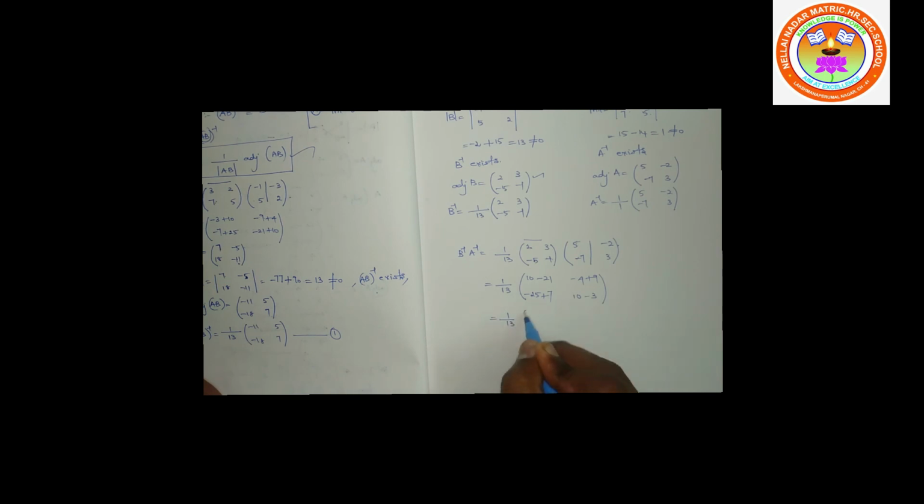So 1 by 13, 10 minus 21 gives -11, minus 4 plus 9 gives 5, minus 25 plus 7 gives -18, 10 minus 3 gives 7. Keep it as equation 2. If you look at equation 1 and 2, both are going to be the same, so no problem. Therefore, from equation 1 and 2, AB the whole inverse is equal to B inverse into A inverse. Hence verified.